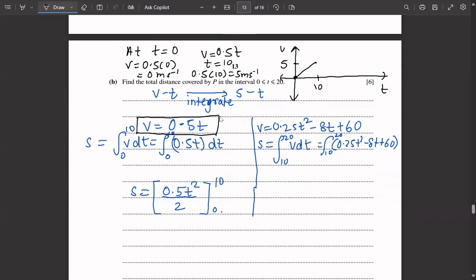Now let's find out when the velocity, which is 0.25t square minus 8t plus 60, becomes 0. If I put this in the calculator, I get 20 and 12. So that means the velocity becomes 0 at 20 here and at 12 somewhere here. That means the graph will look something like this.